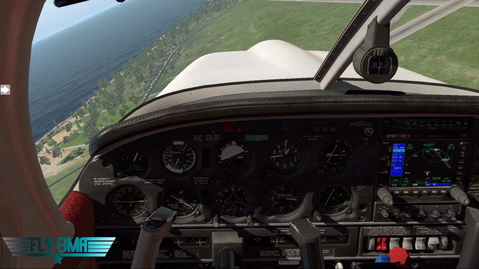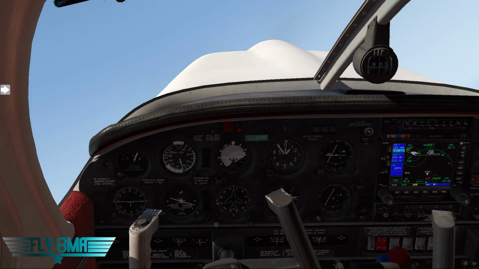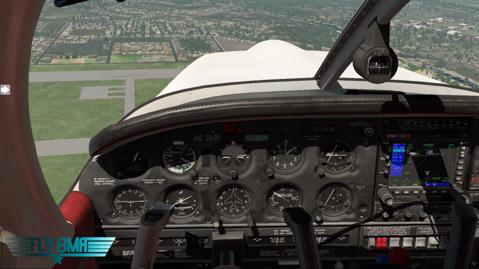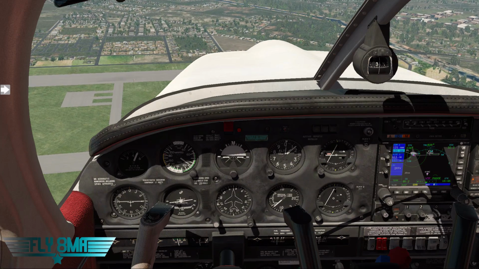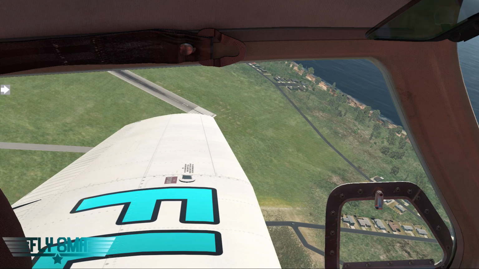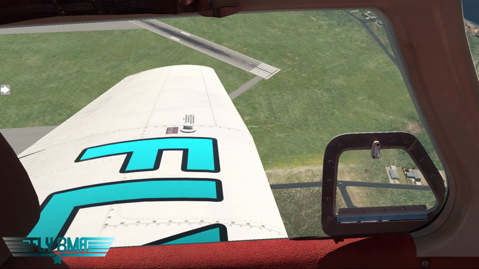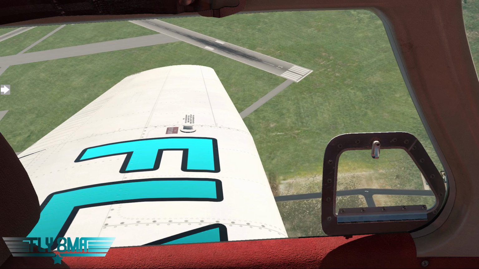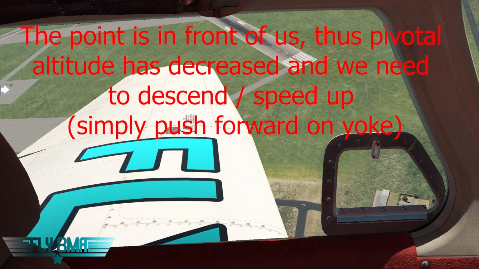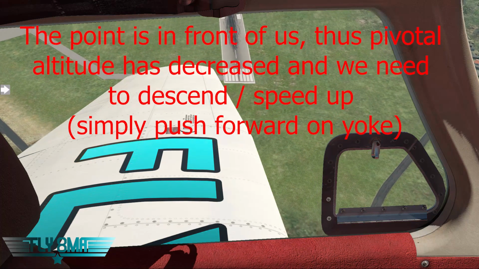What you're ultimately doing when you push forward and pull back is you're changing your altitude and you're changing your airspeed, which changes your ground speed. When ground speed changes, our pivotal altitude changes. And so let's say our point is moving ahead of us. Well, what that's telling us is that pivotal altitude is decreasing, and we have to descend to meet it. As we descend to meet our point, we're picking up speed, thus raising pivotal altitude, and pivotal altitude and our aircraft somehow meet in the middle there, and at that exact moment when our wingtip is directly on the point, our aircraft is at the exact pivotal altitude.